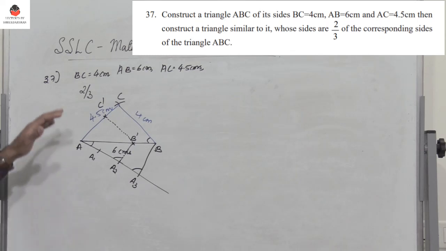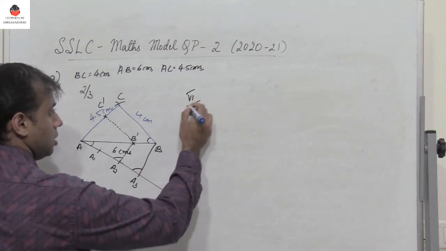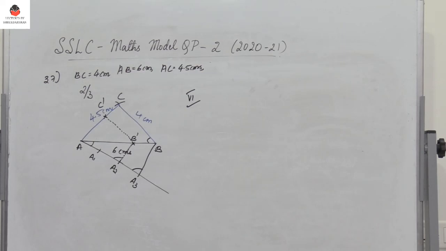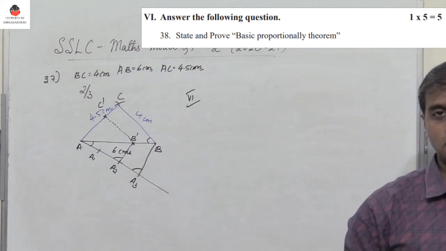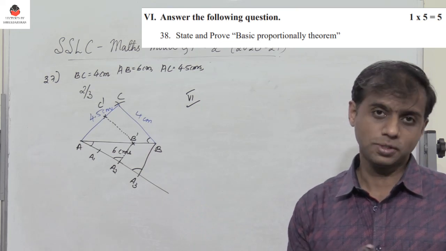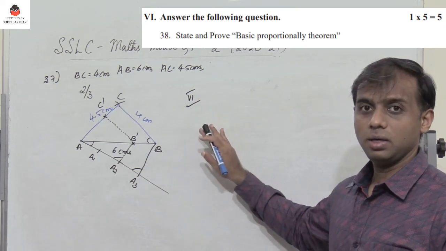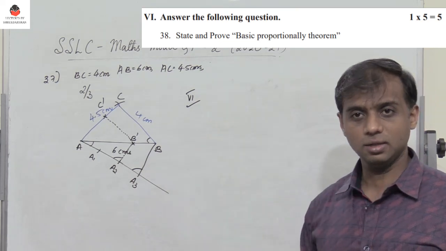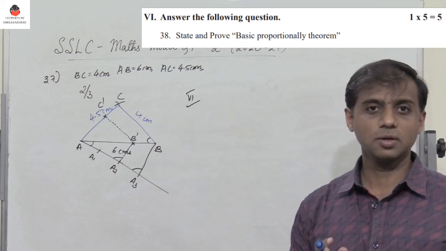So this is problem 37. Now next you have the last question, which is a 5-mark question, right? So you have Roman 6. State and prove basic proportionality theorem, which is nothing but Thales theorem, right? So this is a proof which is being given in the textbook, and the proof is well known. So I hope you have practiced all the proofs of all the chapters correctly. So I will skip explaining basic proportionality theorem because theorems are well known.